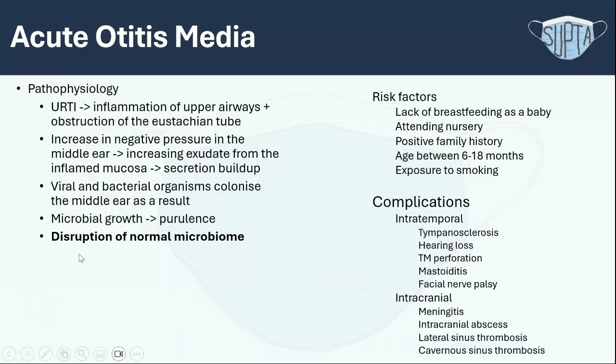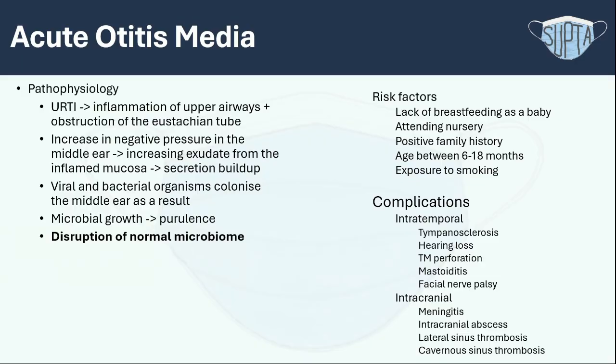So you then end up with a lot of microbiome growth, and it's essentially a disruption to the normal microbiome. Think about it in the same sense as the gut, because as you know, you have the gut microbiome, and things can get disrupted, which causes a lot of diarrhea and other symptoms. It's actually quite a similar process in the ear, where you get an overcolonization of a particular bacteria due to the disruption of the normal environment in the ear. So some risk factors would be a lack of breastfeeding as a baby, attending nursery, a positive family history, an age between 6 to 18 months, and exposure to smoking.